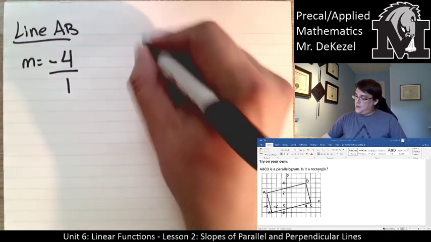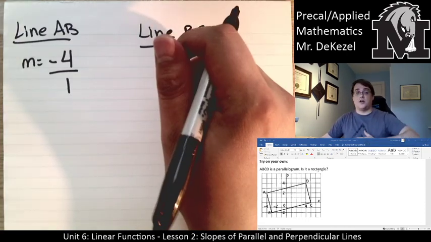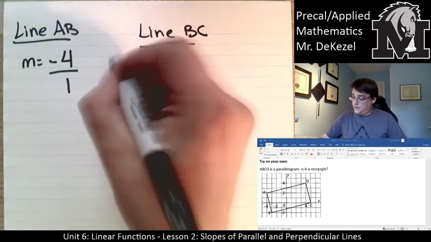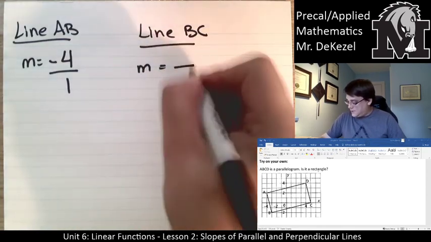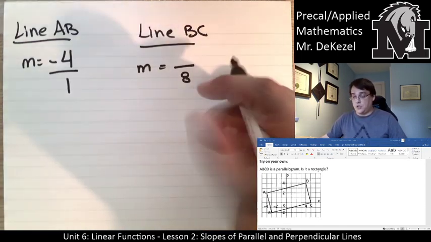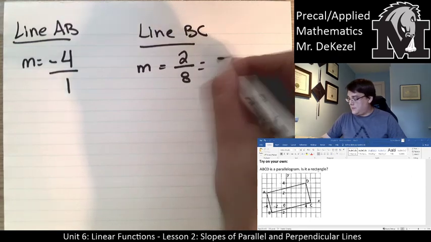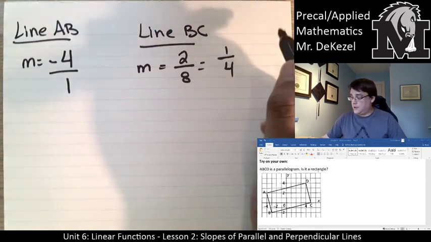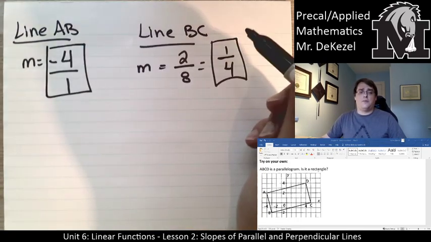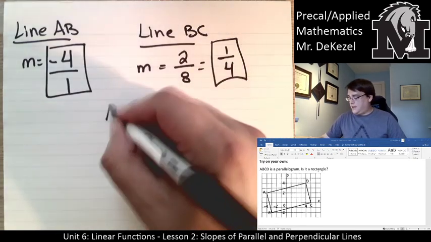The line BC, so that is one of the horizontal lines, the bottom one. I don't know why I did that one first. It goes over 8 and it goes up 2. So that is there, which means we have a slope of 1/4. So we have to compare these two slopes and we find that they are negative reciprocals of one another.